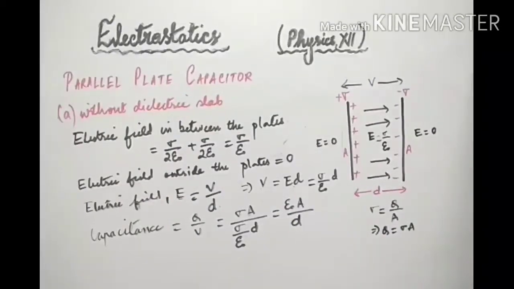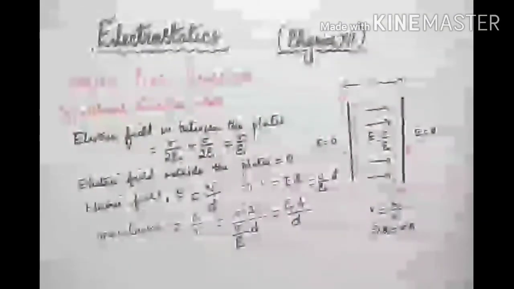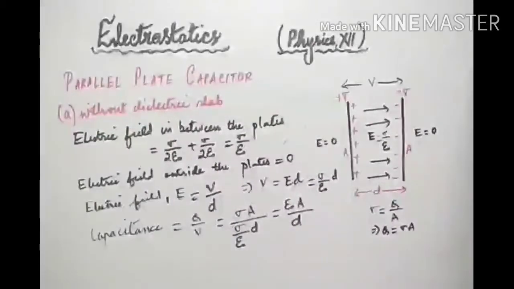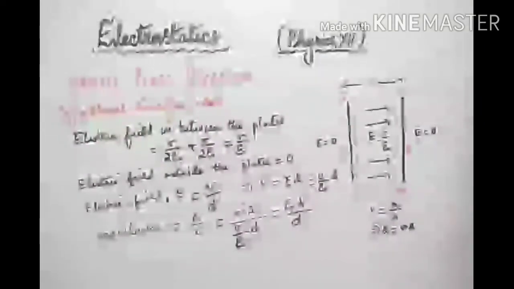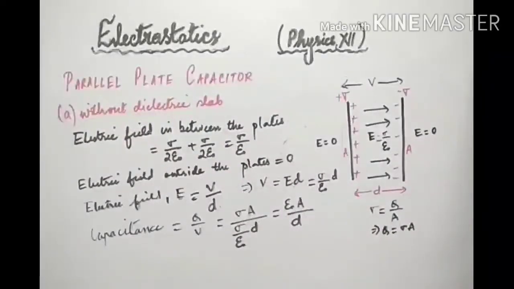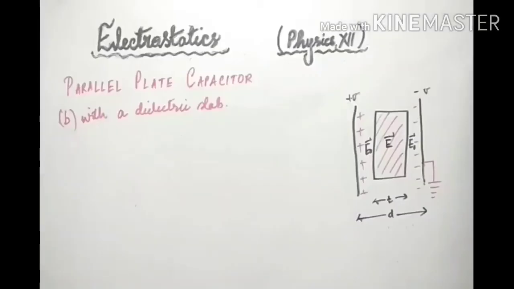Epsilon naught A by D. So this is the value of capacitance in a parallel plate capacitor. Now let us see what will happen when we put a dielectric slab in between the capacitor plates. Now we will be discussing a parallel plate capacitor with a dielectric slab.